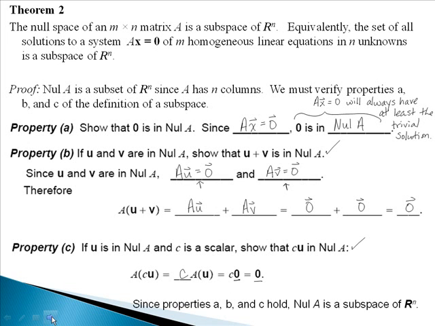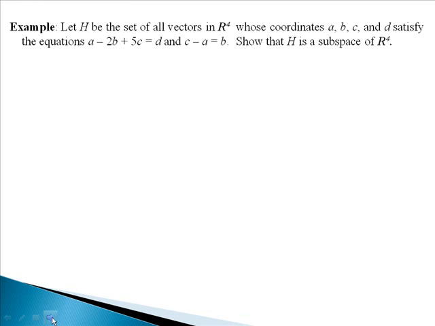So since the properties A, B, and C hold, the null space of A is a subspace of Rn. In this example, we're going to let H be the set of all vectors in R4, so they are a set of vectors who have 4 entries, and their coordinates A, B, C, and D satisfy these two equations. We want to show that H is a subspace of R4.